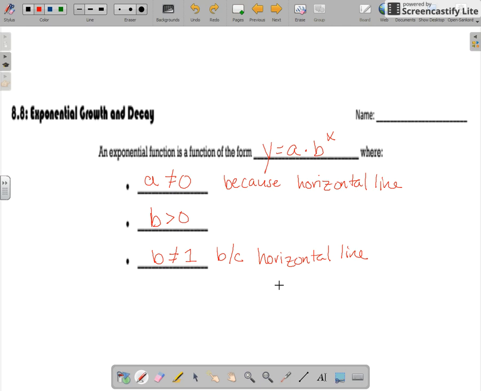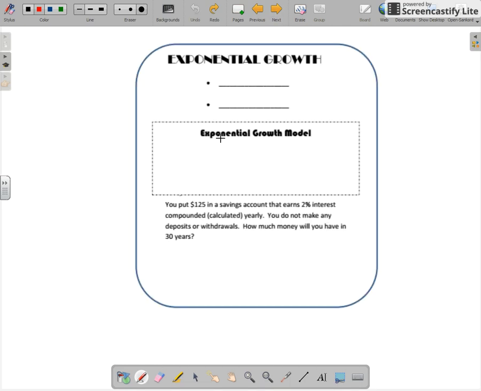Okay, so now that we have the basics of exponential functions, let's move on to exponential growth. Exponential growth has two criteria: your a is greater than 0, and your b is greater than 1. The exponential growth model equation is y is equal to a times the quantity of 1 plus r raised to the t power.